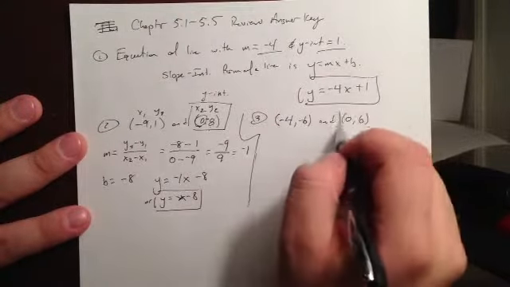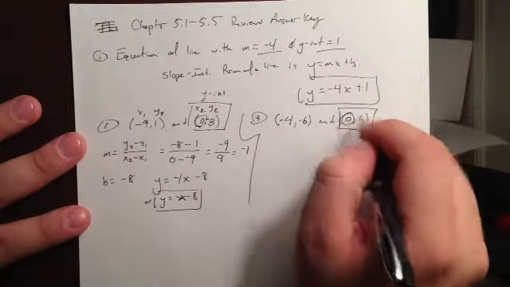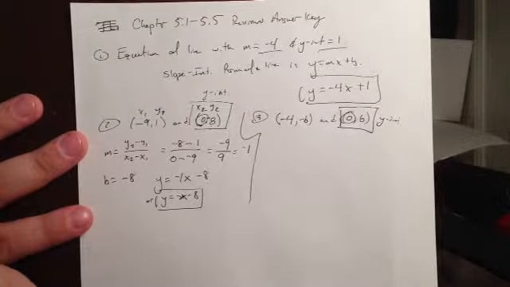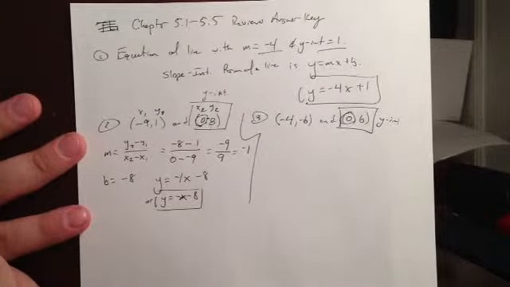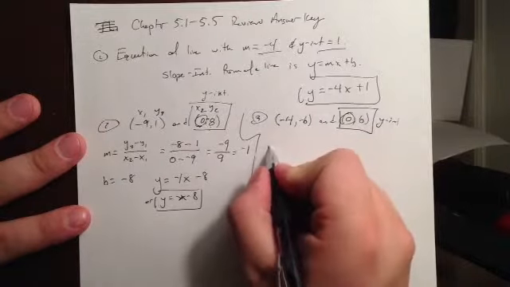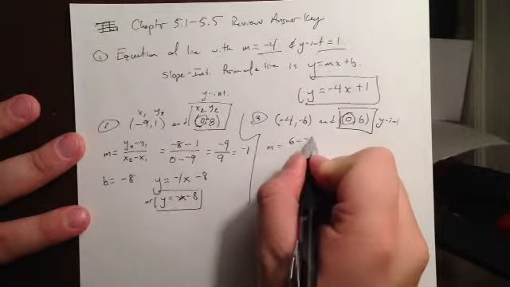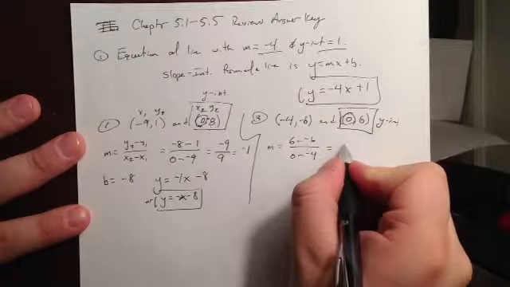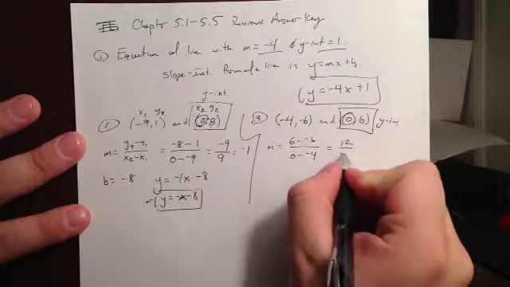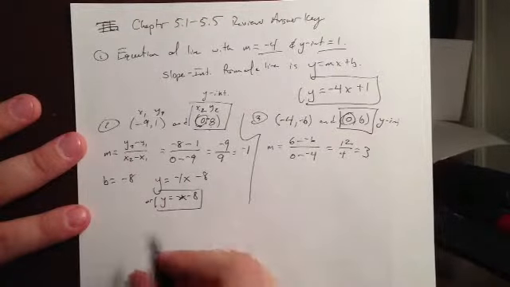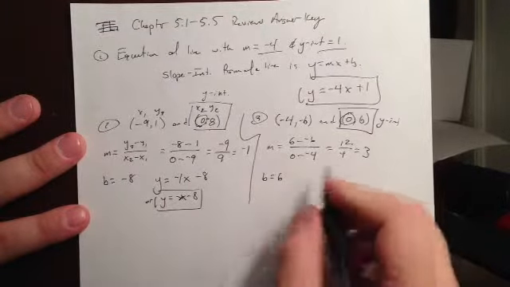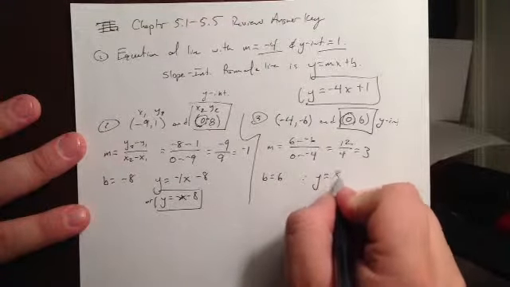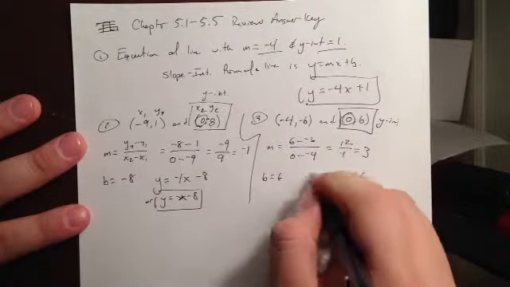Similarly, again, note that the x-coordinate is 0, so this must be the y-intercept. And we play the same game. So m equals 6 minus -6 over 0 minus -4, which is 12 over 4, which is 3. The y-intercept is 6. Therefore, the equation of this line could be y equals 3x plus 6.